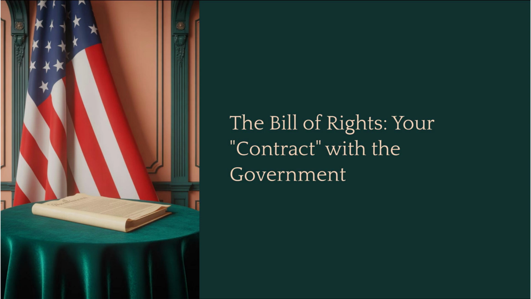Think of it this way. The Constitution is the government's rule book, but the Bill of Rights is your rule book for the government. It doesn't give you permission to do things. It tells the government all the things it cannot do to you. These protected freedoms are called your civil liberties.